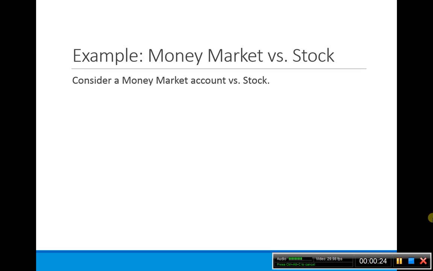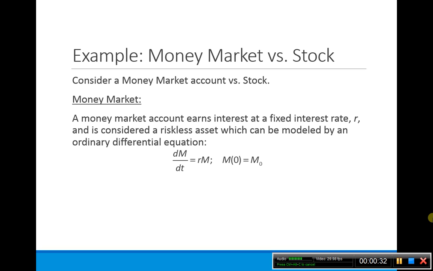Okay, so one example is money market versus stock. Consider a money market account versus a stock account. What defines a money market account is that it has a fixed interest rate, let's say r. So it's basically considered to be a riskless asset and can be modeled really well by an ordinary differential equation such as this one here. The change in m with respect to time is just some constant rate r times m.